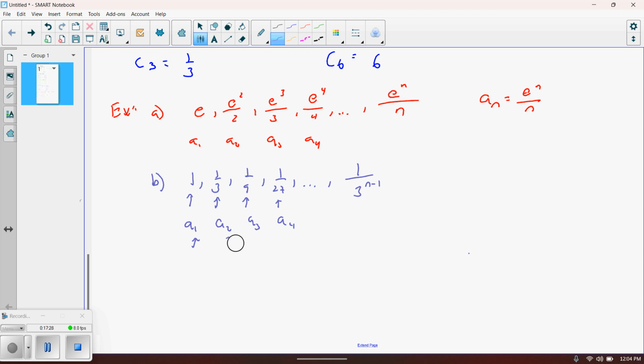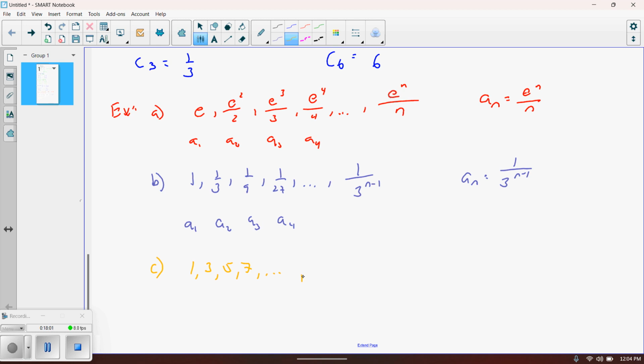So again, this is just starting to see and develop patterns and be able to notice what it is that you need to do. So that becomes your a sub n term, 1 over 3 to the n minus 1. Let's make that look like a 3. There we go. And that is your general term. Okay, let's do another one. So this one is going to be a very simple one to see. 1, 3, 5, 7, and so on.